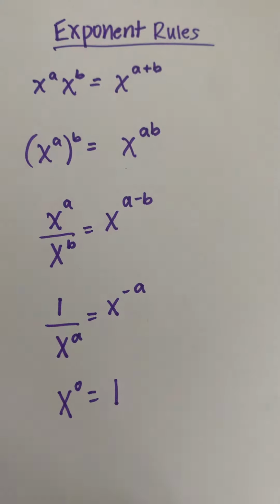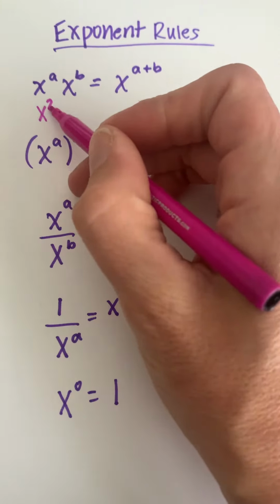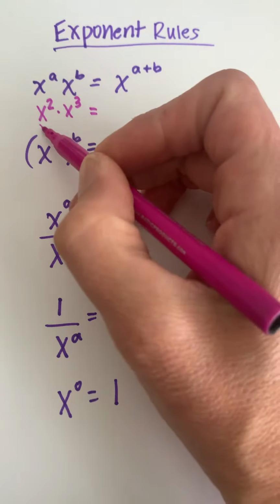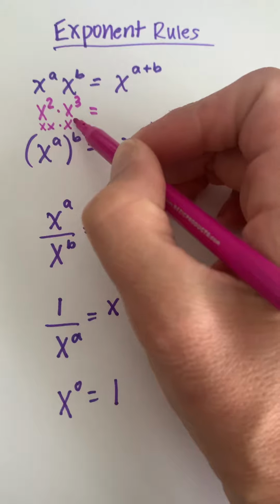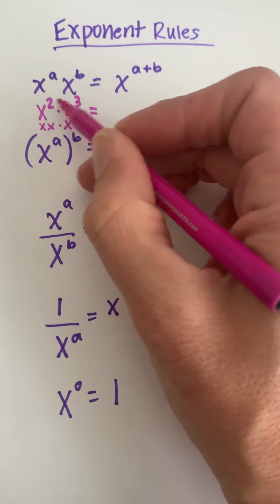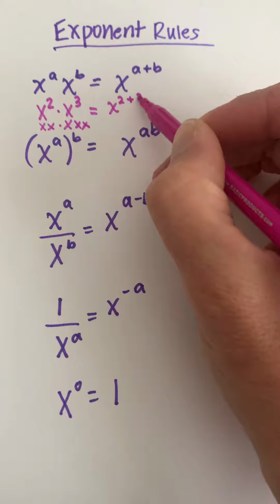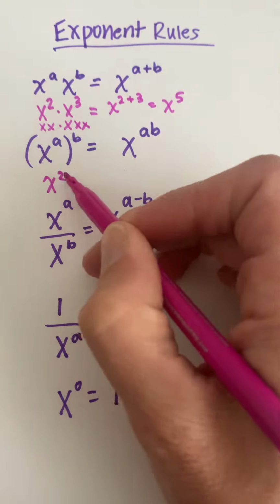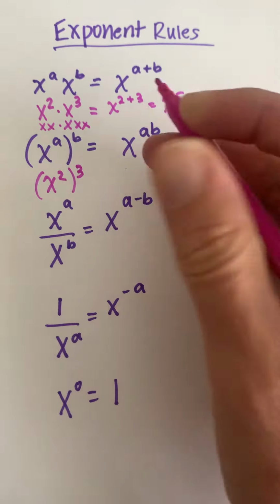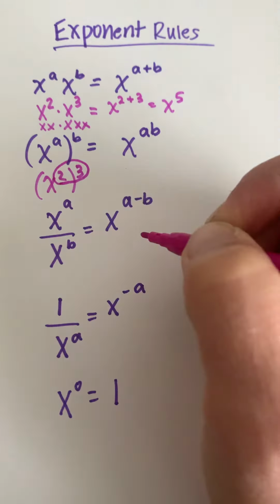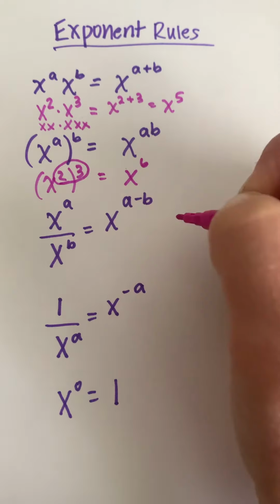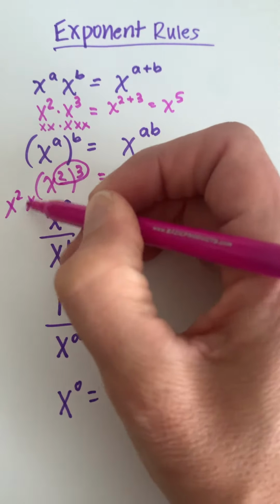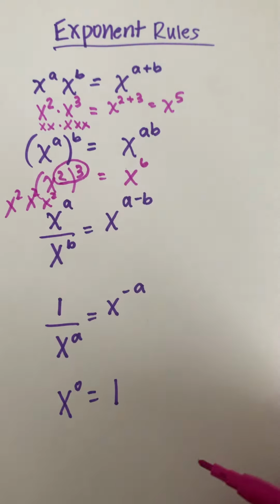Now, an example of each of those is, say I had x squared times x cubed. This is really like 2 x's, and this is really like 3 x's. And so you can just add up the exponents and say this is really x to the 2 plus 3, or x to the 5th. Whereas if I had x squared cubed, you can multiply these and say x to the 6, because this is saying you have 3 of x squared. So you have x squared, x squared, x squared. So you have 2, 4, 6 x's.